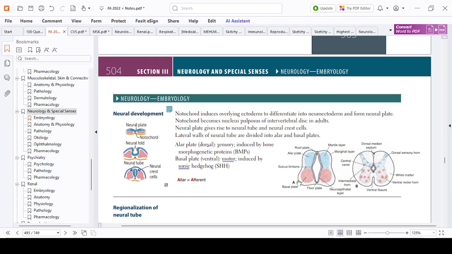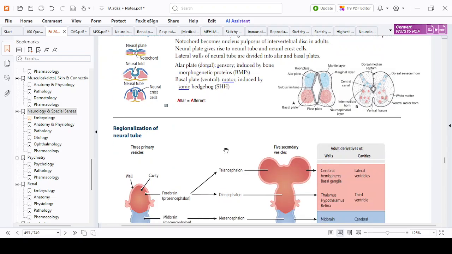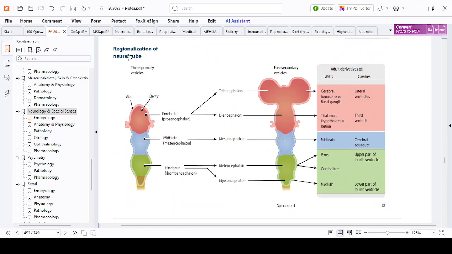Now let's talk about other structures. We have the three primary vesicles: the forebrain, prosencephalon, midbrain, mesencephalon, and hindbrain, rhombencephalon. Just remember it: prosen, mesen, and rhomben. The sequence is like this. The prosencephalon becomes the telencephalon and the diencephalon. The telencephalon will form the cerebral hemispheres and the lateral ventricles, while the diencephalon will form the thalamus, hypothalamus, and retina, and the third ventricle.